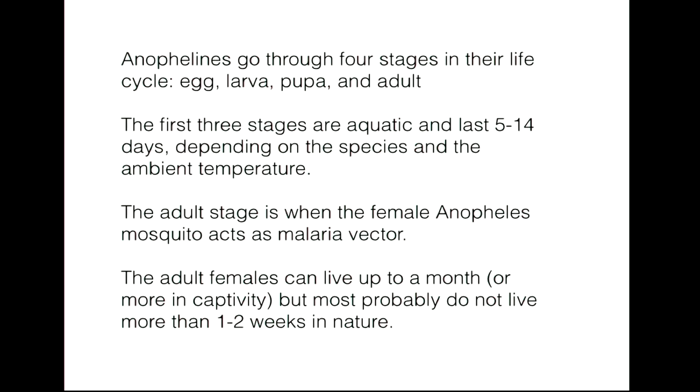Okay, so these anophelines, these mosquitoes, go through 4 stages in their life cycle: egg, larva, pupa, and adult. The first 3 stages happen inside water, and they last between 5 and 14 days, depending upon what the species is and what the temperature is. It's only in this final stage, the adult stage, when the female Anopheles mosquito acts as a vector. Adult females can live up to a month, but there's a distinction between the wild and captivity. In captivity it is typically about a month, but in nature, it is probably between about 1 to 2 weeks.